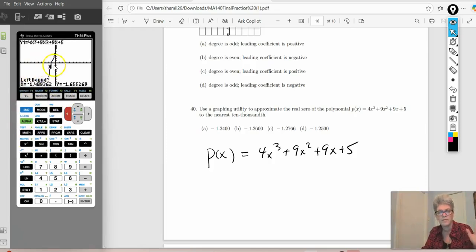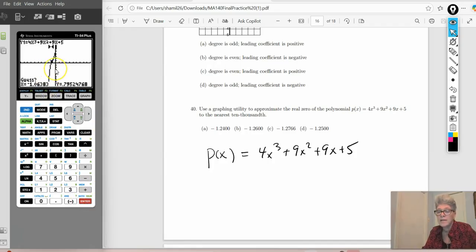So I want to move that flashing ball to where it's just to the left of where the x-intercept is. So I'm going to press enter. Then it's asking me for right bound. So I'm going to use the right scroll and move that flashing ball just to the right of where the x-intercept would be. That looks pretty good. I'm going to press enter.